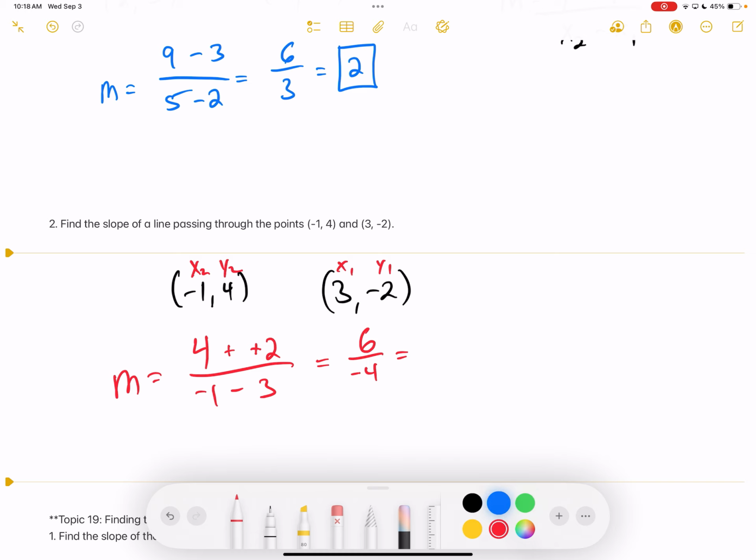We can also divide both of those by 2. So this is going to be negative 3 over 2, and that would be my answer. I move my negative to the top because, remember, a whole fraction is either positive or negative. So this is positive divided by negative, which is negative, so the whole thing is negative. So this one we go down 3 to the right 2.